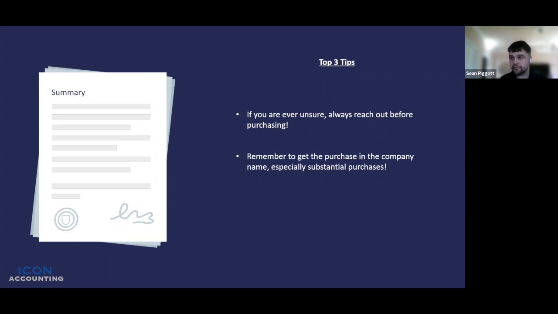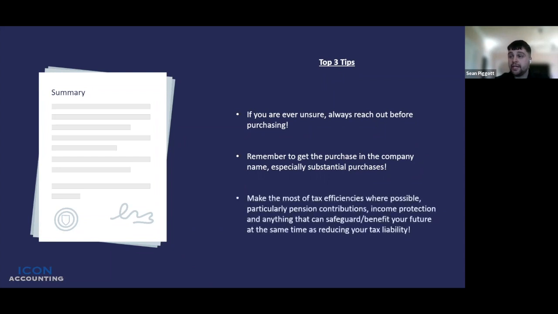Remember to get the purchase in the company name is the other one that I'd touch on. If you're buying stationery or something small, it's not necessarily required in the business name, but anything over €250, as a rule of thumb, should always be in the company name, because those are the expenses that Revenue will pay the most attention to. And then finally, I would advise you to take advantage of any of the tax efficiencies that are available to you, whether that be the small benefit exemption scheme. Once you miss it, you can't go back and claim it for years gone by. So you have to take advantage of it within the year. So set your calendar reminder.